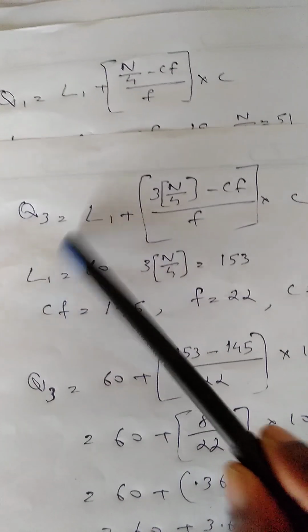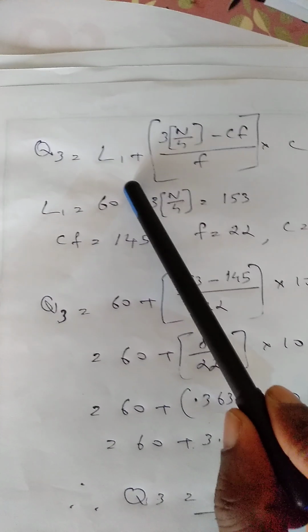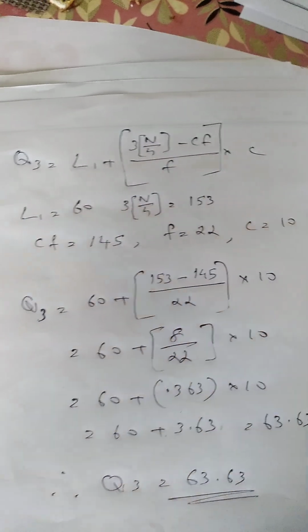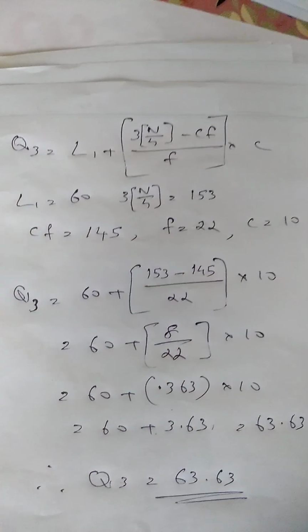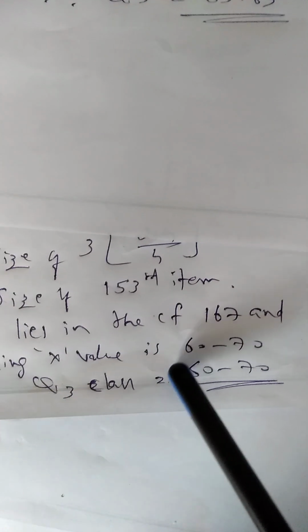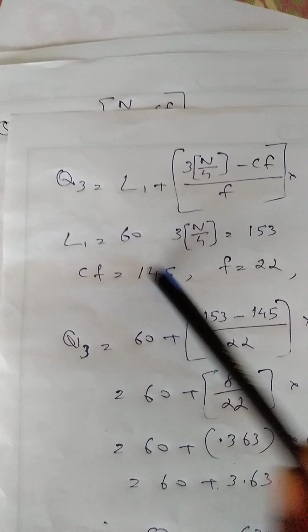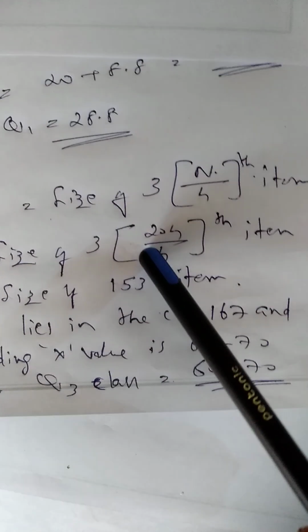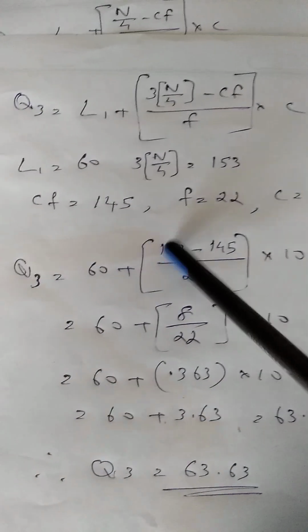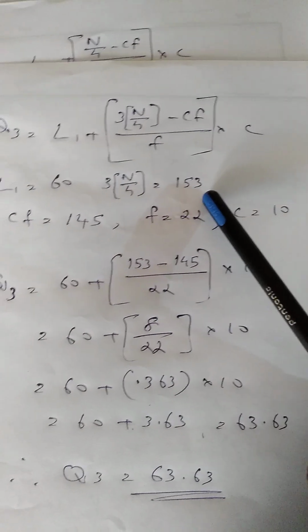To get this Q3 value, we have to apply this formula. Q3 is equal to L1 plus (3 into n by 4 minus Cf) divided by f, into C. The value of L1: we know that we got 60-70 as the Q3 class, so the lower limit of the class is 60. It is written here, L1 value 60. And 3 into n by 4 is calculated here, which is 153.